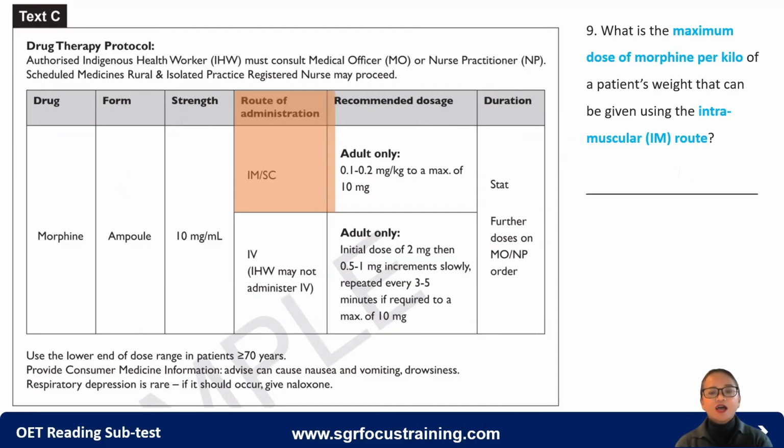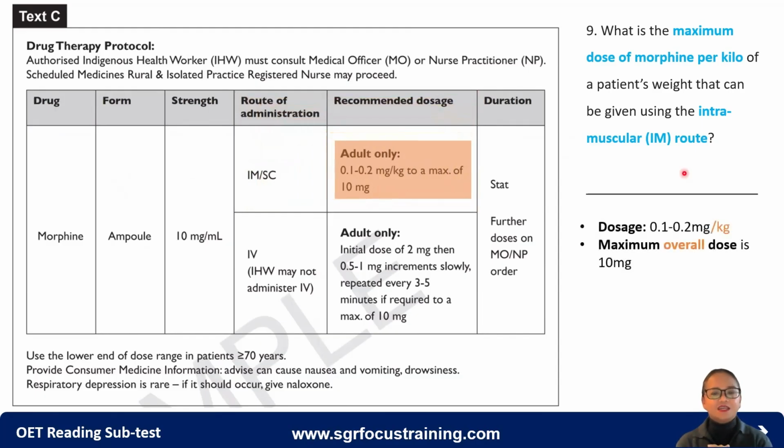And we need to find the dose. And the dose is inside the recommended dosage area. So we focus our eyes in here, okay? Now, within this part, we found two pieces of information. The first one gives us the full dosage, okay? The full dosage is 0.1 to 0.2 milligram per kilogram. The second piece of information is this one, and it says a maximum overall dose of 10 milligrams, okay?